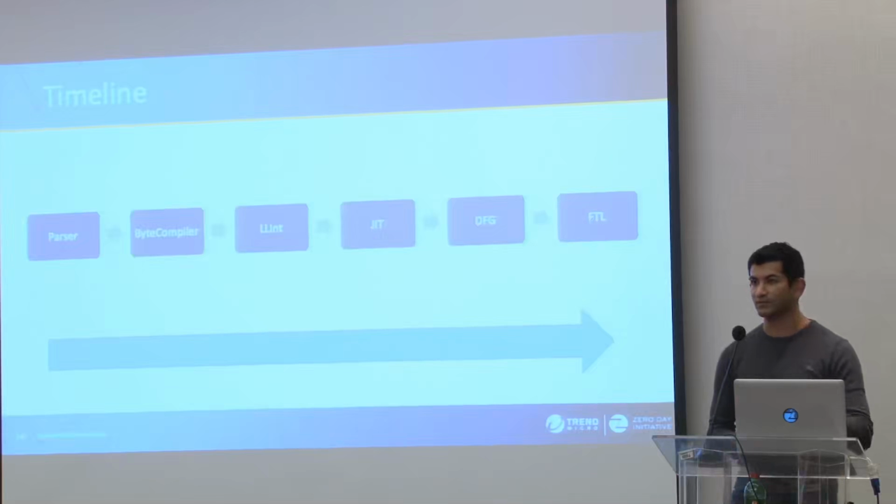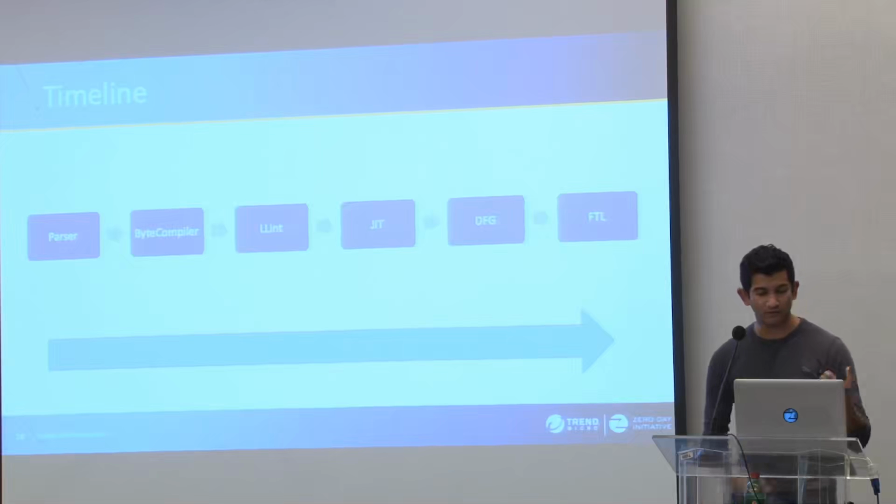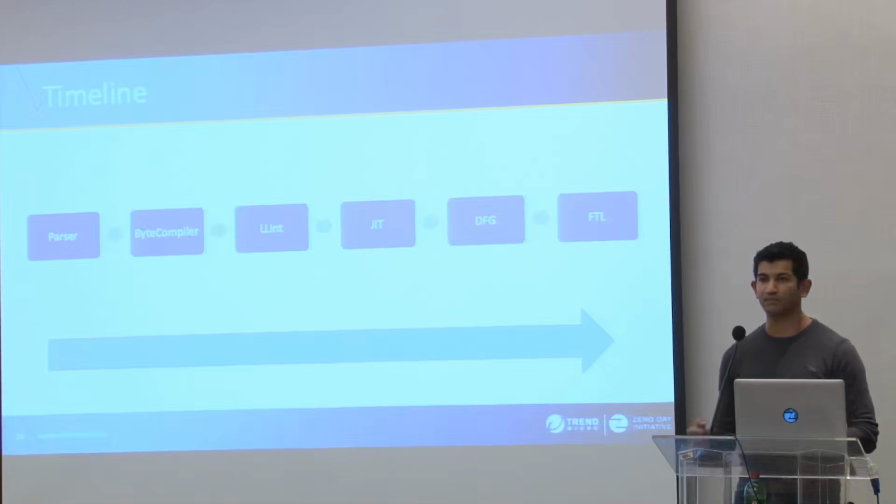Now I'm going to give kind of an execution timeline. This is how JavaScript goes from being seen by the browser and then executed by the engine itself. It goes through a parser, which has a lexer and a parser. It goes from there, it gets converted into an abstract syntax tree, which then goes to the byte compiler. The byte compiler will then emit bytecodes that will go into the low-level interpreter.